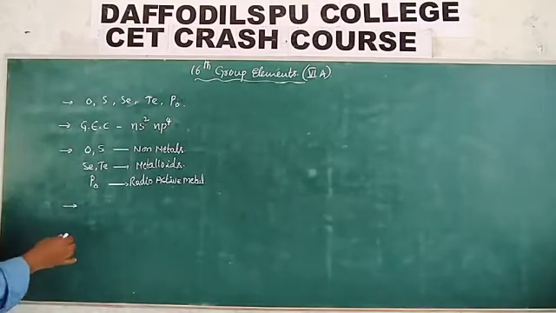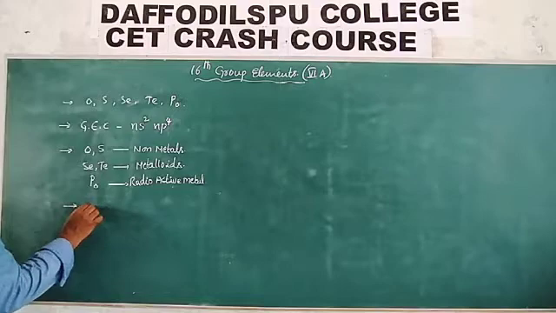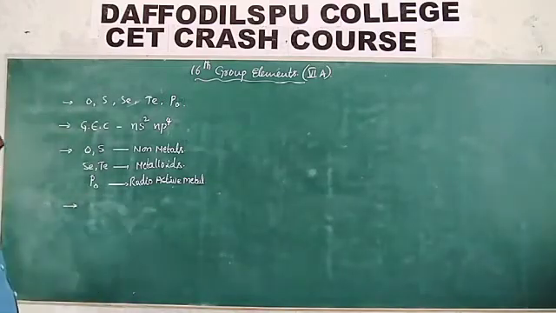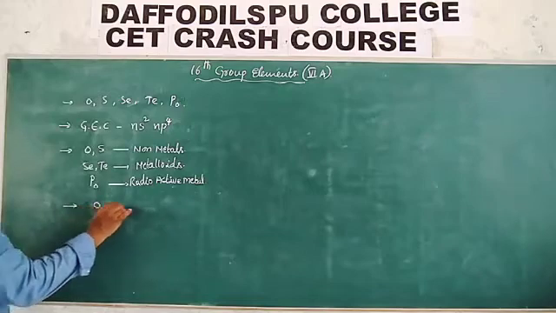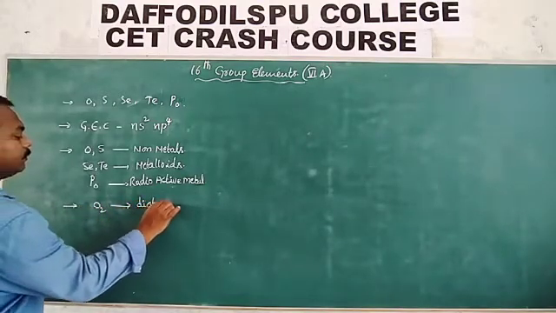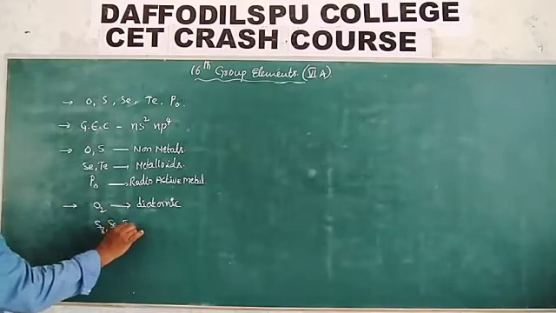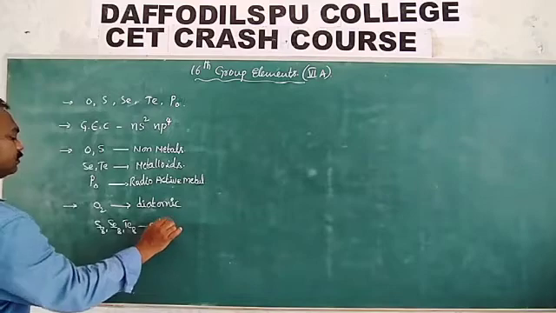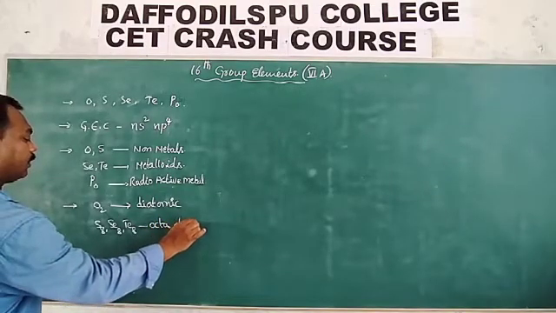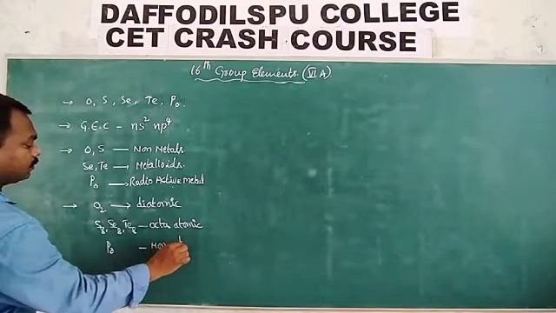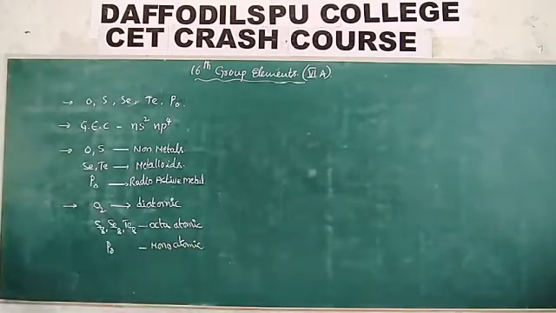Now look at some of the properties. Oxygen is diatomic. Sulfur, selenium, tellurium are octaatomic. Polonium is monoatomic.